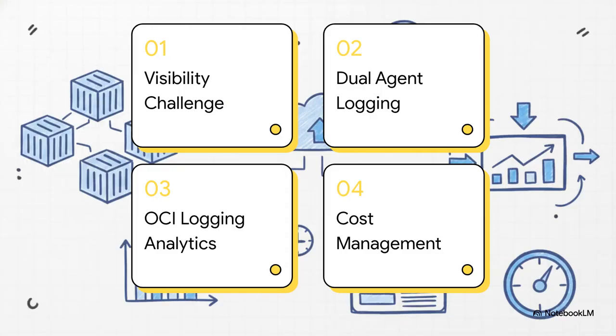All right, to get us out of the dark, here's our roadmap for today. Number 1, the OKE Visibility Challenge. Number 2, the Dual Agent Architecture. Number 3, OCI Logging Analytics Power. And finally, number 4, managing your cloud costs.